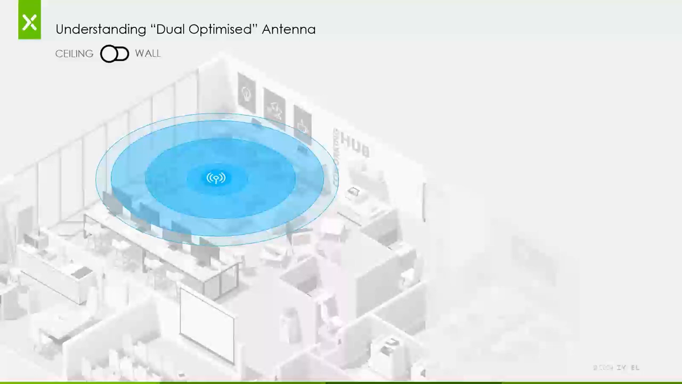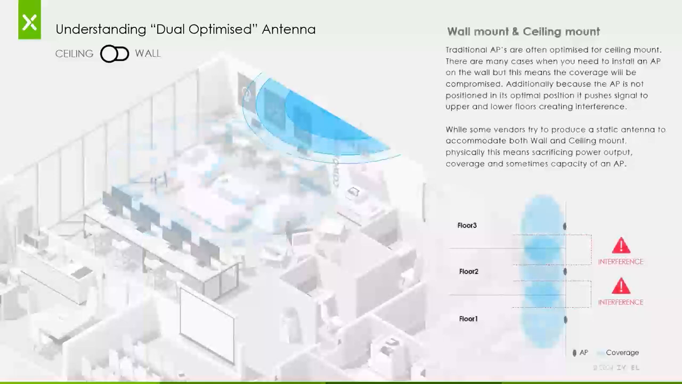Now, the challenge is out here in the real world, you oftentimes can't always mount your access points on the ceiling, and you end up having to mount them on the wall where they're rotated 90 degrees from how they're optimized to perform. So you end up sending a lot of your signal up into the ceiling, down into the floor where it's either lost or it can cause interference on those other floors depending on what your floors are made out of.